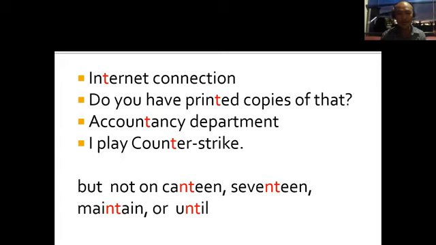How's your internet connection? Internet. Internet subscription. Okay, do you have printed copies of that? Printed. Printer. Okay, accountancy department or accounting department. I'm an accountant. Okay, I play Counter Strike. Okay, but you don't do that with canteen. So the reason is because the teen there is a stressed syllable. 17. Maintain.